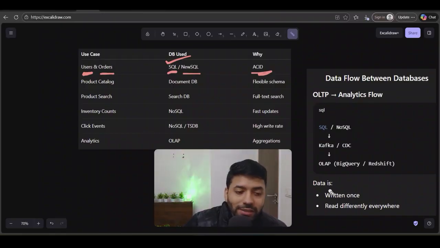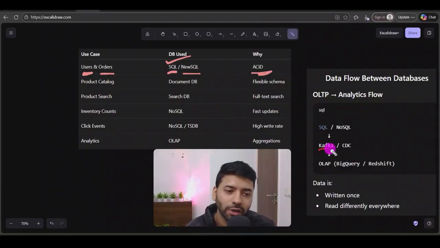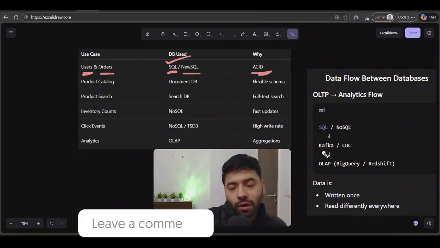Okay, but the main point is that data is written once. It's not like you have to write data in all of the different databases. Data is written once, but it is read differently everywhere. We are not talking about Kafka or CDC in this video, but if you want to know more about Kafka, put that in the comment section and I'll create a separate video on that.